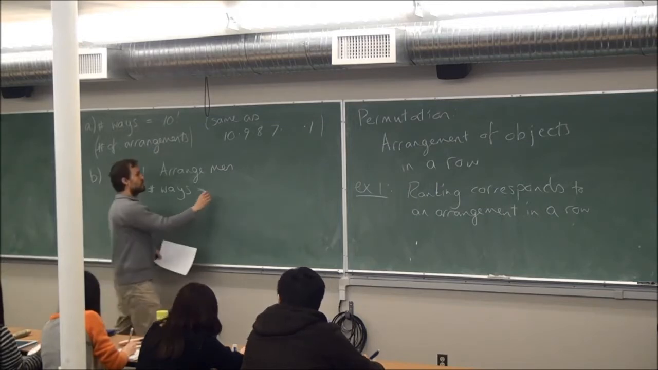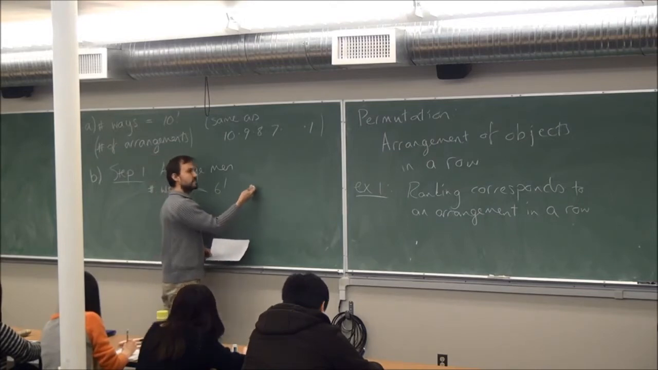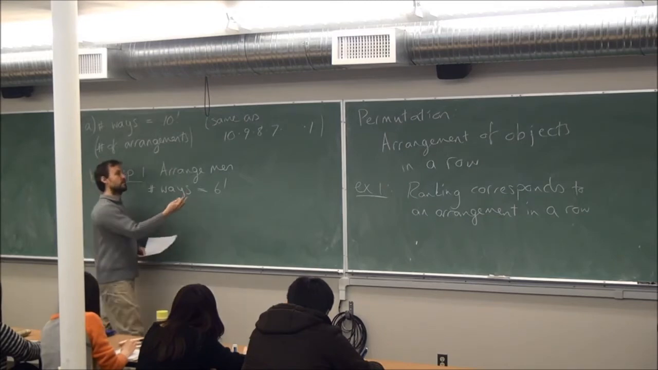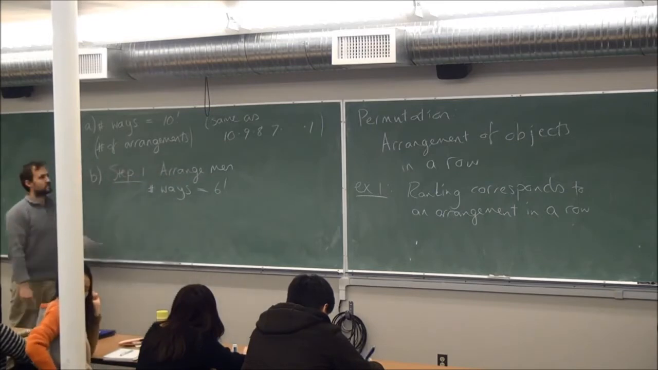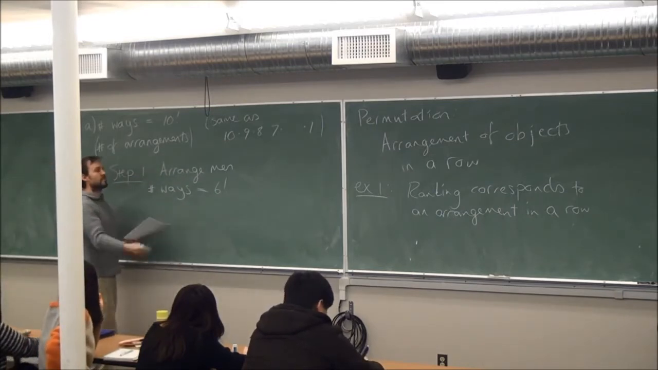6 factorial. Now, I mean, this represents a number. Whatever the calculator says when I say 6 times 5 times 4 times 3 times 2 times 1. But I don't care about the number. I care about how I get this. So I'll just leave it in this form, 6 factorial. I'm interested in the how, not the what is my final big number.